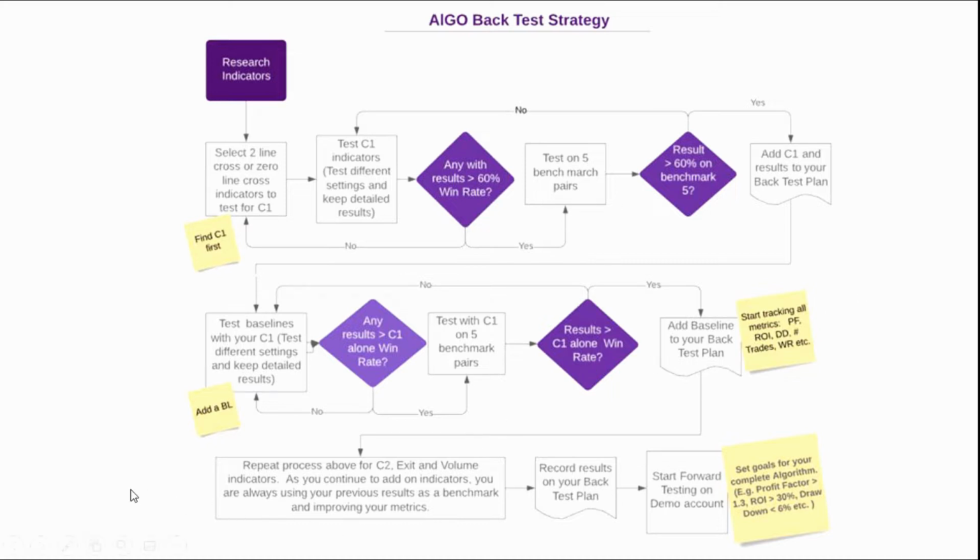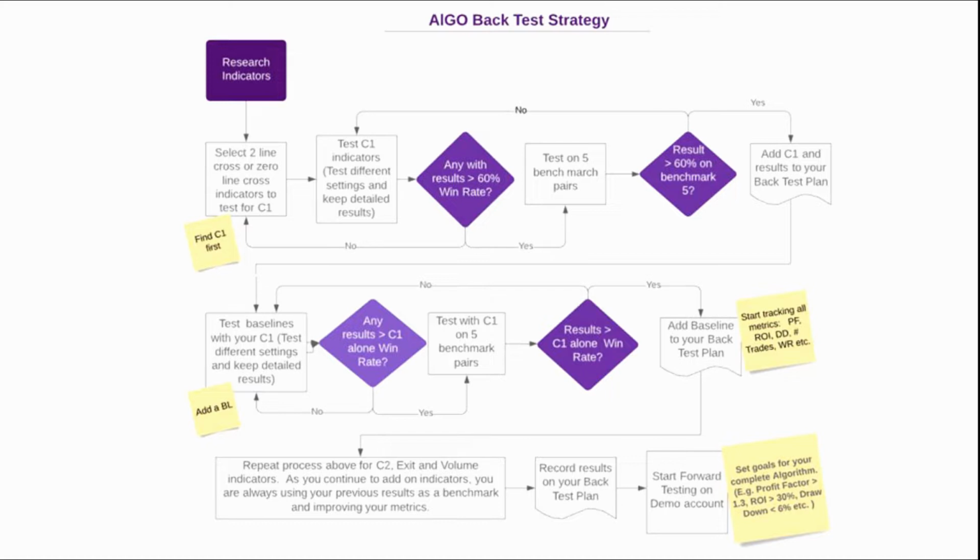All of these things are just automatically spit out for you with this tool. And then finally, you kind of repeat that process then with all of your other indicators. Just keep adding to your algorithm. So you look for a C2, an exit, and a volume, and of course record your results. And then once you have that full algo, you start forward testing on a demo account, of course. You always want to forward test on a demo account. What I like to suggest is you set goals for your complete algorithm. In other words, don't just look at the win rate, because the win rate is going to fluctuate once you really start looking at taking two simultaneous trades.